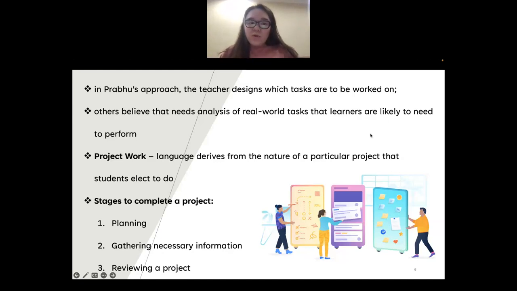Then another one is about project work, where language derives from the nature of a particular project that students like to do. Then the stages to complete a project: first, planning, where you decide what to do, then gathering necessary information, investigation, then the last one is reviewing the project.